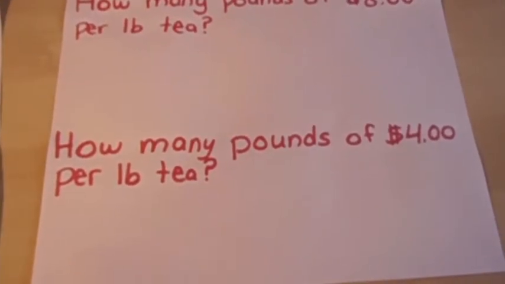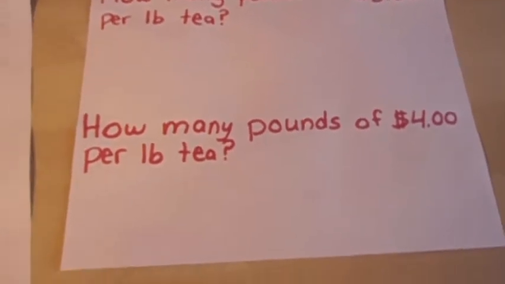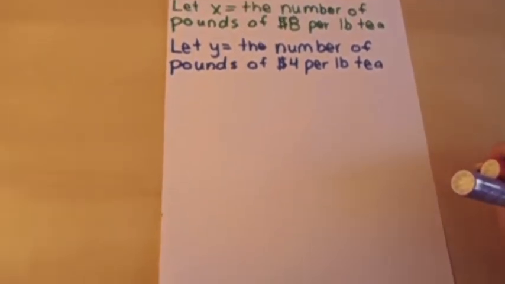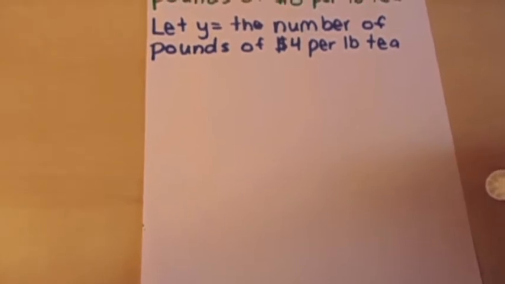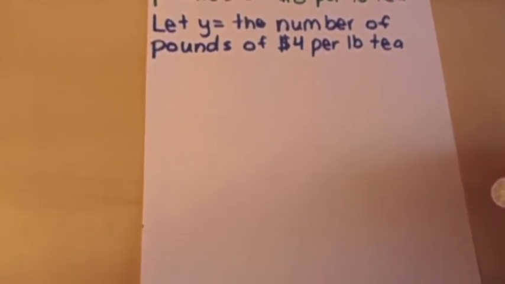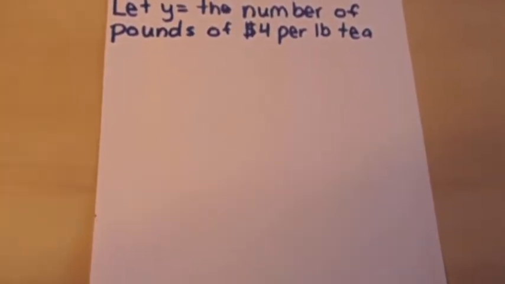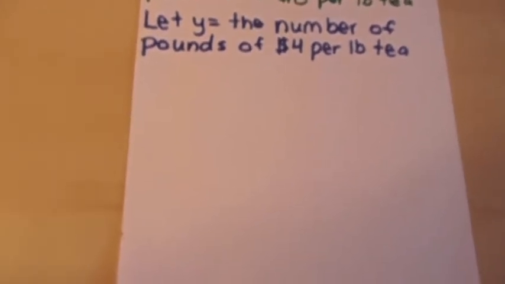In order to answer this, we must assign variables to the two unknowns. Here the two unknowns are the number of pounds of $8 per pound tea, which we'll represent with the letter X, and the number of pounds of $4 per pound tea, which we will represent with the letter Y. Now we'll need to set up an equation to solve this problem. Because there are two variables, we're going to need two equations.